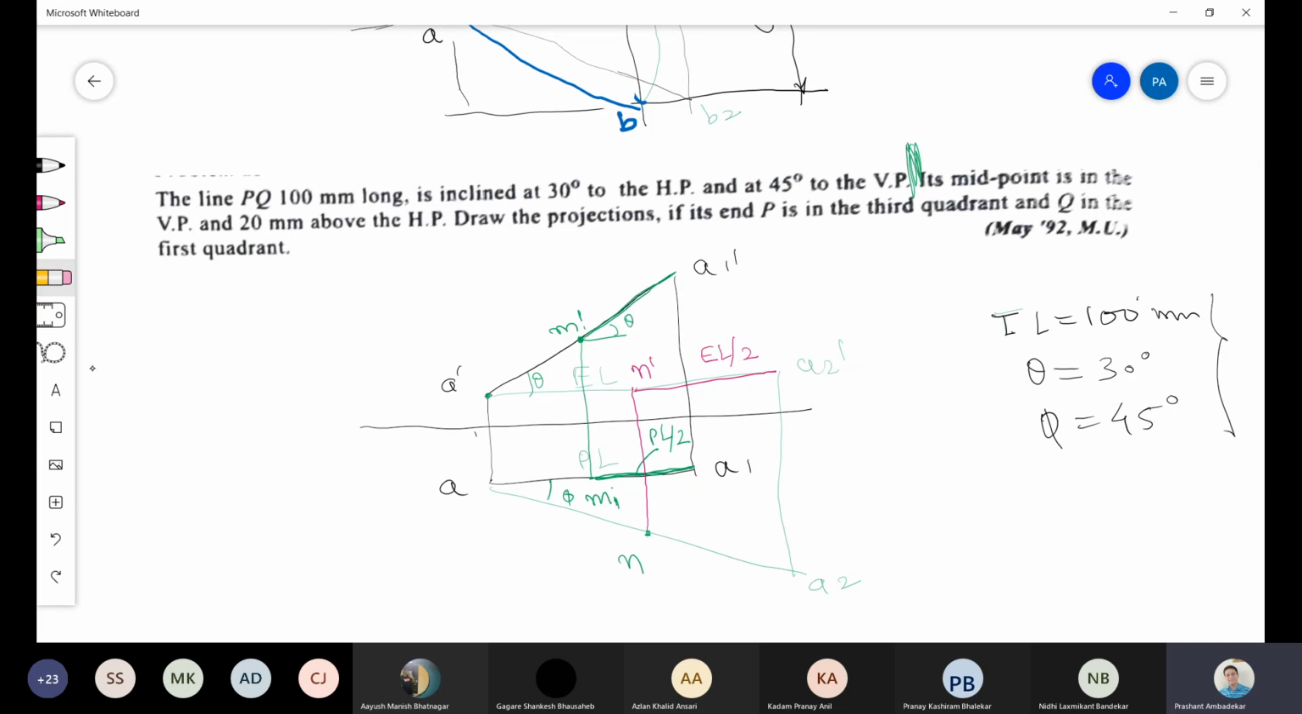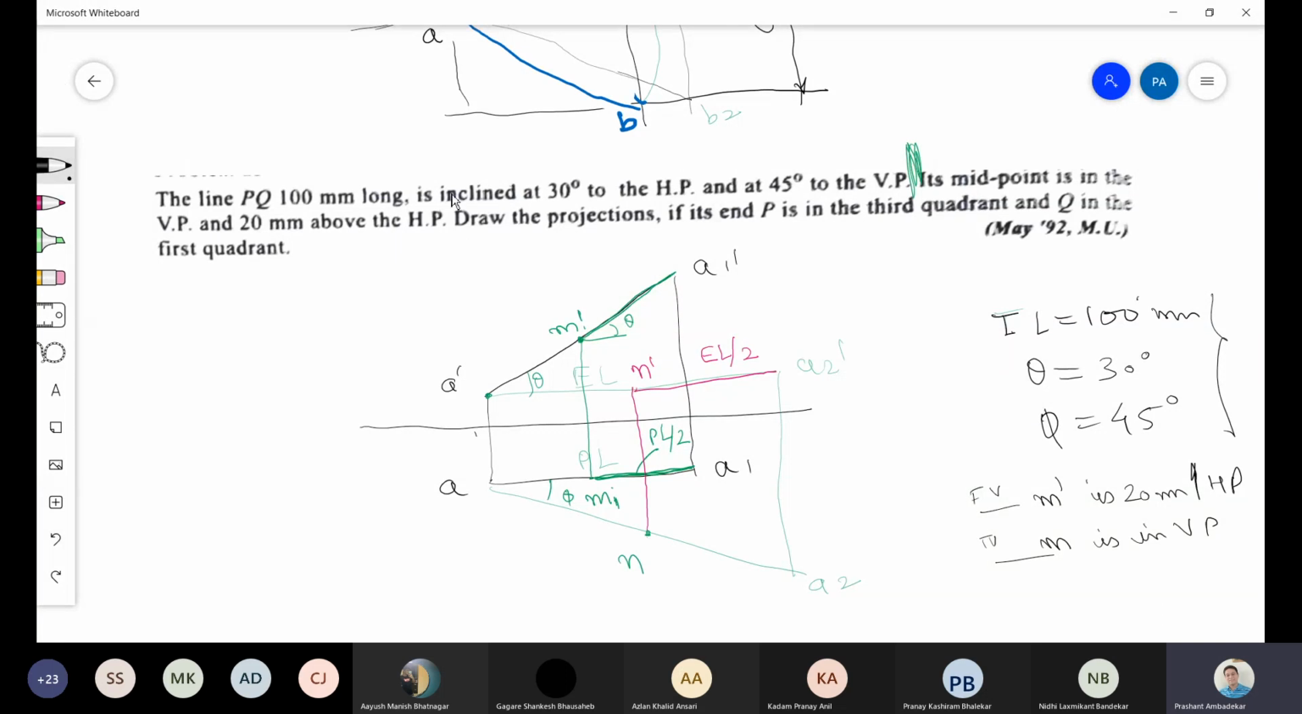So I will write it in a sentence like this. Midpoint, that is M dash, is 20 mm above HP, and M means, this is what? Front view, and this is what? Top view, because M is in VP.